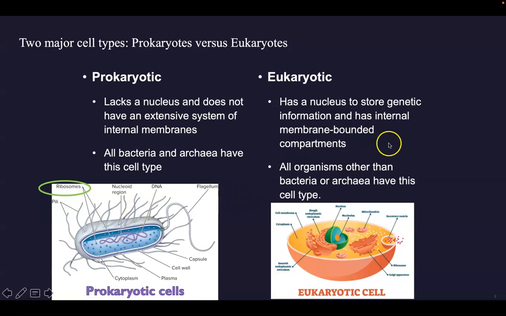All organisms other than bacteria or archaea are eukaryotic cells. So most of the diversity in our world is going to be made up of eukaryotic cells, the more complex cells that have a nucleus and have membrane-bound compartments inside the cell.